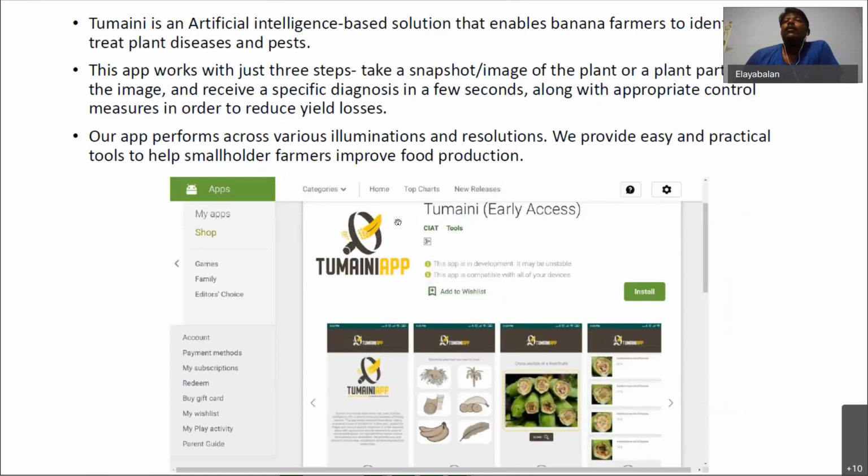This is one more thing: it is freely available in the Google Play Store for the betterment of the farming community. We are giving the app freely, so everyone should have access to it.